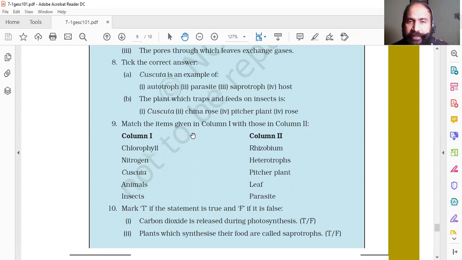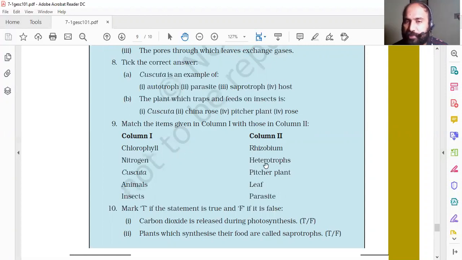Ninth question, match the items. You need to match the boxes basically. Chlorophyll. Now rhizobium, what is rhizobium? Rhizobium is a specialized bacterium which lives in the root nodules, which gives nitrogen to the plant. So rhizobium is not the correct answer here. Heterotrophs means those organisms that depend on other organisms.